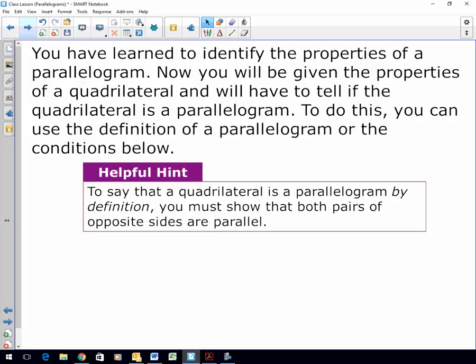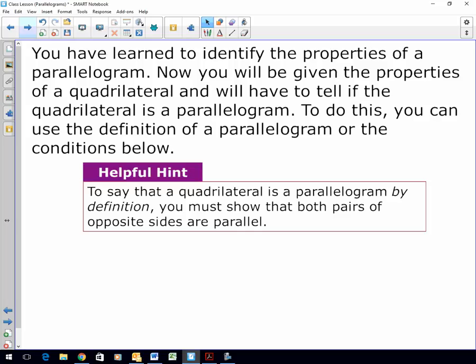A four-sided polygon is called a what? A quadrilateral. A quadrilateral is a parallelogram if the opposite sides are parallel, the opposite sides are congruent, the opposite angles are congruent, the consecutive angles are supplementary, and the diagonals bisect each other. Right? 5 properties. The rest of this lesson is kind of saying this: if I have these 5 properties, do I have a parallelogram?